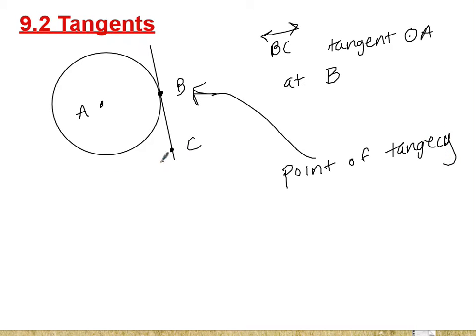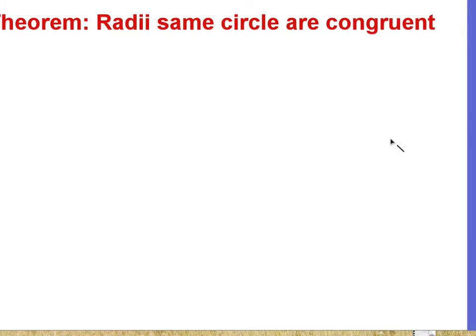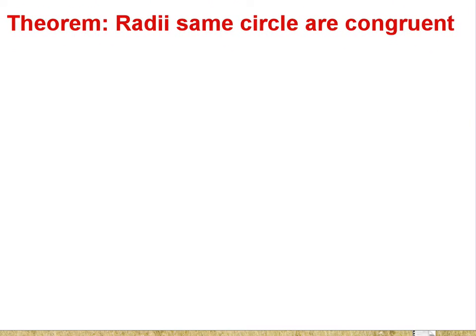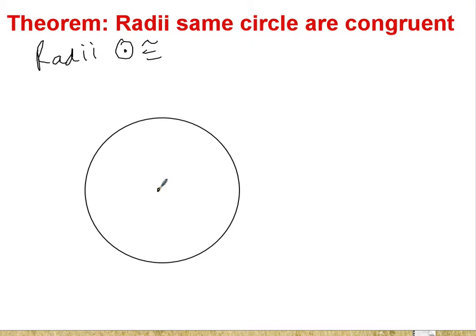Now there's a special relationship that tangents or tangent segments have with a circle. One relationship we're going to talk about is its relationship to the radius that is drawn from the center to that point of tangency. Let's first go over something that we should know about radii. In a circle, there's a theorem that tells us that radii in the same circle are congruent. Sometimes I write it as shorthand: radii in the circle are congruent. That's a basic concept that some of you should remember from previous encounters with circles.